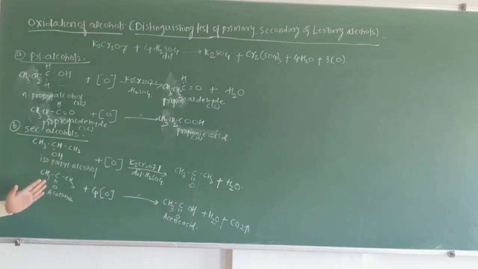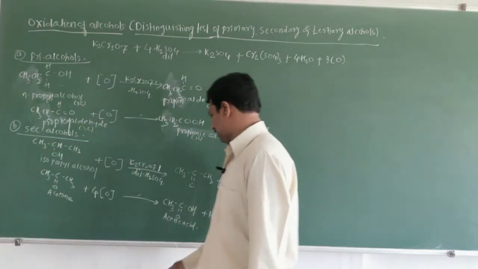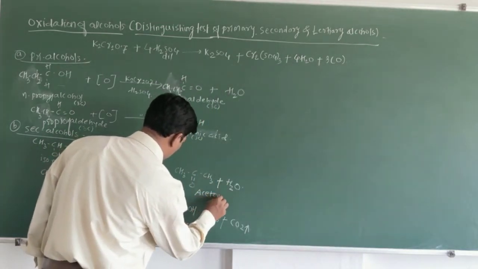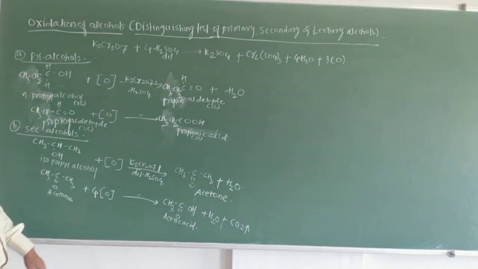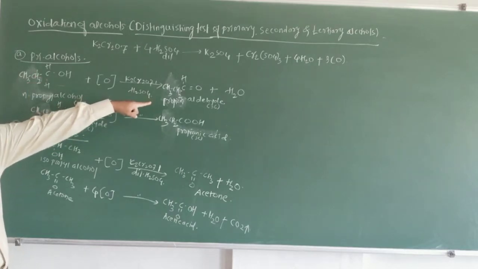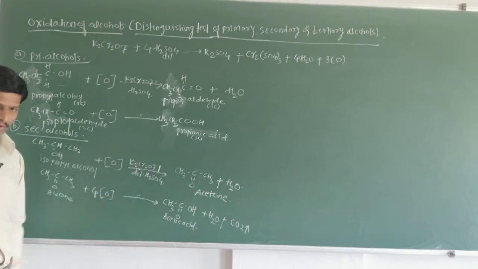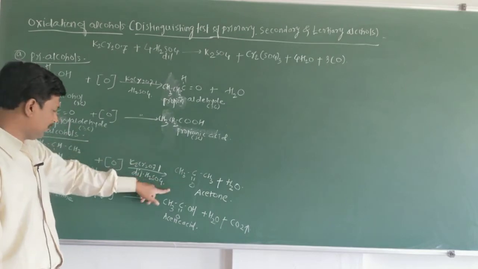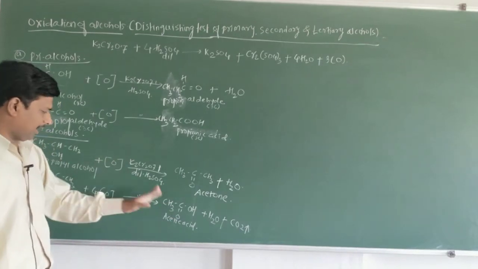Now in this reaction what happened? Isopropyl alcohol on oxidation with acidified K2Cr2O7 forms first of all acetone, and this acetone on further oxidation forms the acetic acid. Okay, understood? So the difference here is that primary alcohols on oxidation form first of all aldehydes, whereas secondary alcohols on oxidation form first of all ketones. In the second step, aldehydes on oxidation form the carboxylic acid, whereas ketones on oxidation also form carboxylic acid, which in this reaction is acetic acid.